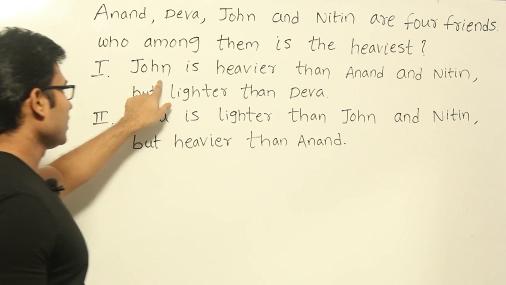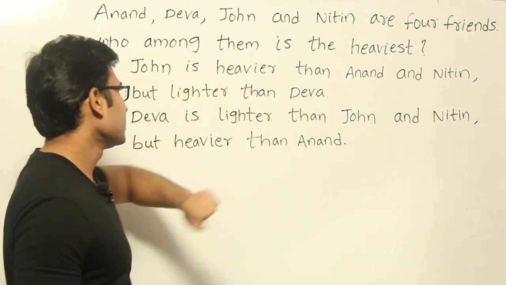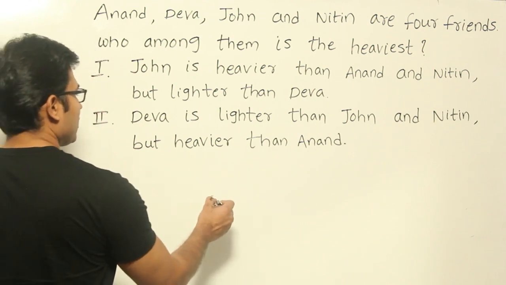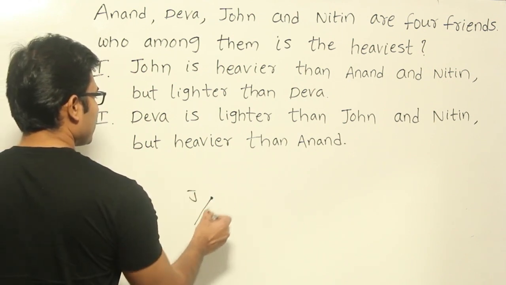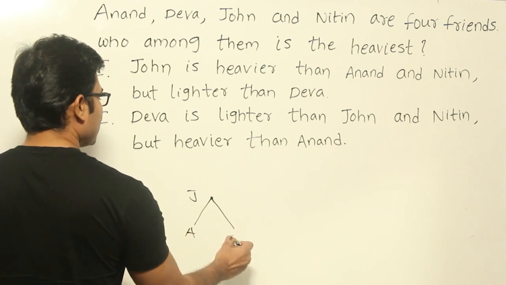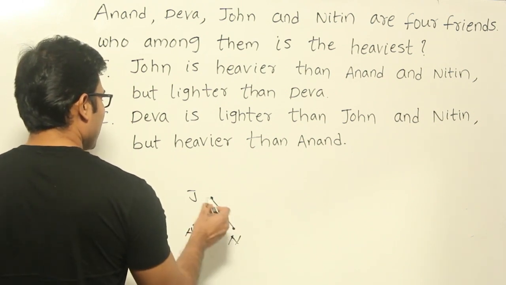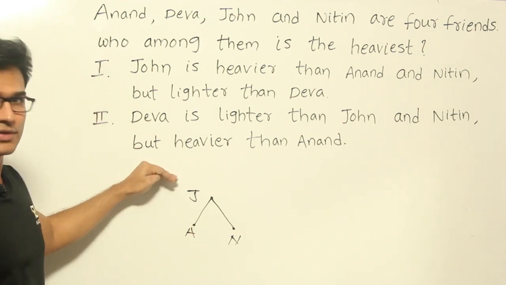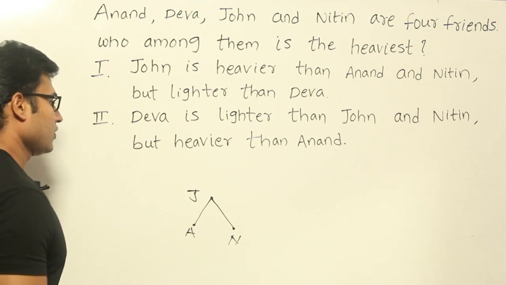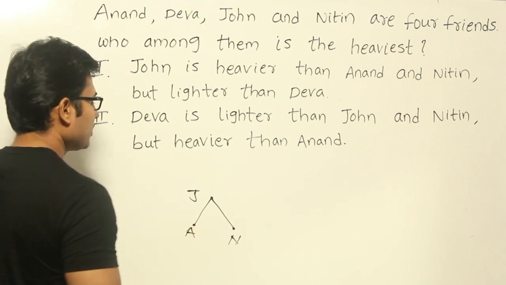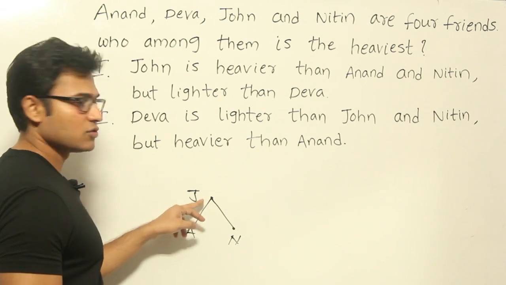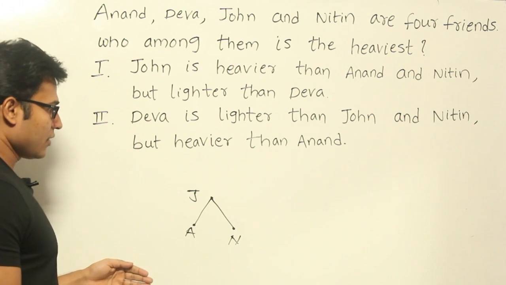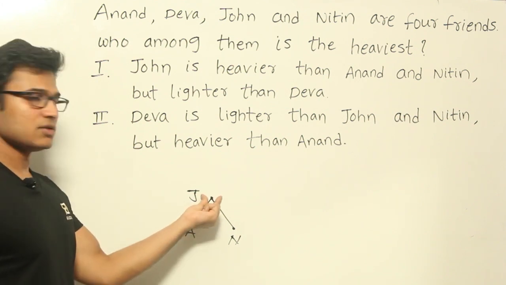First statement is saying that John is heavier than Anand and Nitin but lighter than Deva. So what they are trying to say is John is heavier than Anand and Nitin. Alright, so assume that whatever names I write below, they are having less weight compared to the ones who are writing above, right? And now if you observe this, Anand and Nitin relation is not given. Anyway, since both of them are lighter compared to John, so you need not consider their weights at all. So now, as of now, the only candidate who could be heaviest is John, as of now.